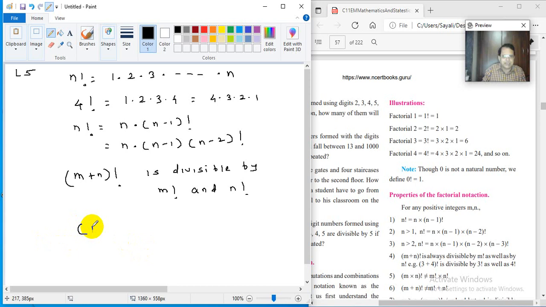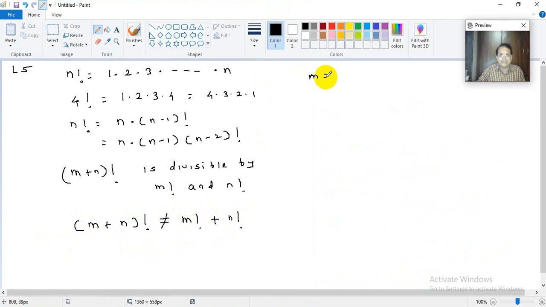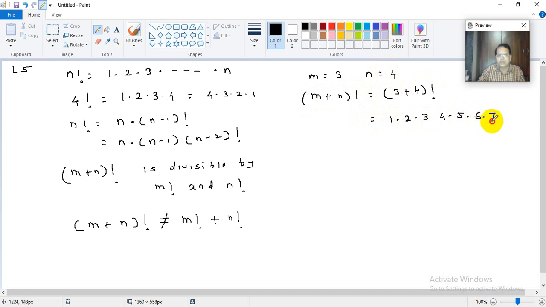Now you can also see that m plus n factorial is not equal to m factorial plus n factorial. This is very obvious. You can verify this result also. See, what we can do is you take m as say 3 and n as 4, right? So what will be m plus n factorial? It will be 3 plus 4, 7 factorial. 7 factorial is what? 1 into 2 into 3 into 4 into 5 into 6 into 7.